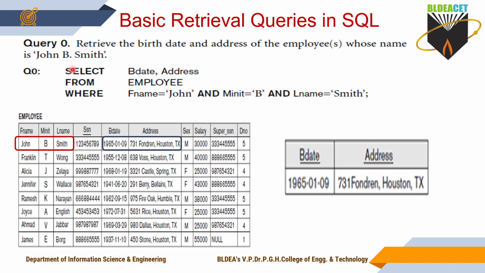When you execute this query, what happens here? It executes and checks the condition first, where Fname is John, middle initial is B and Lname is Smith. Then it extracts only these two attribute values, the birth date and the address here, because you want to retrieve the birth date and address of the employee. So now it displays the birth date and address. This is the output of this particular query. Okay, is it clear? Okay.